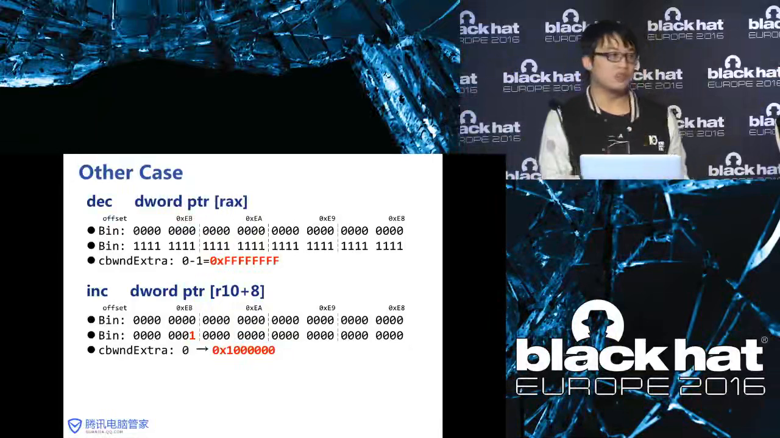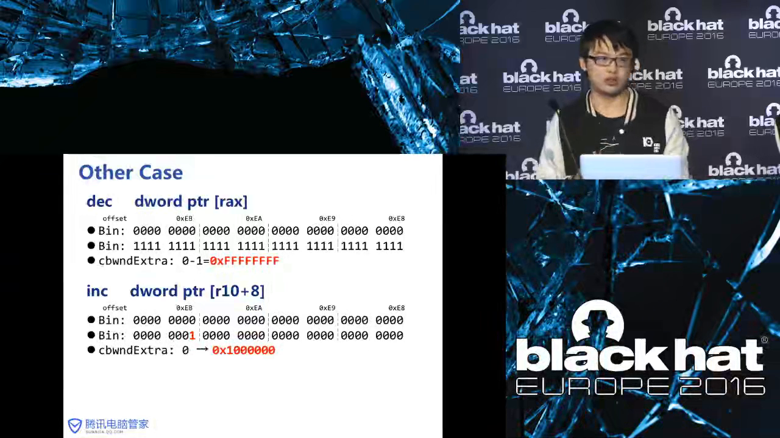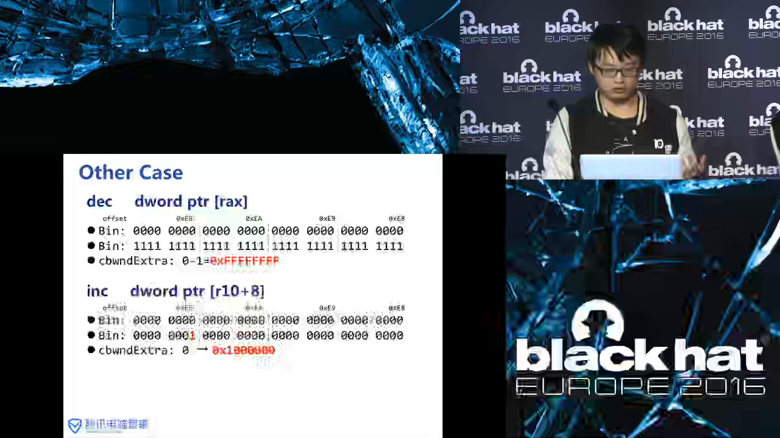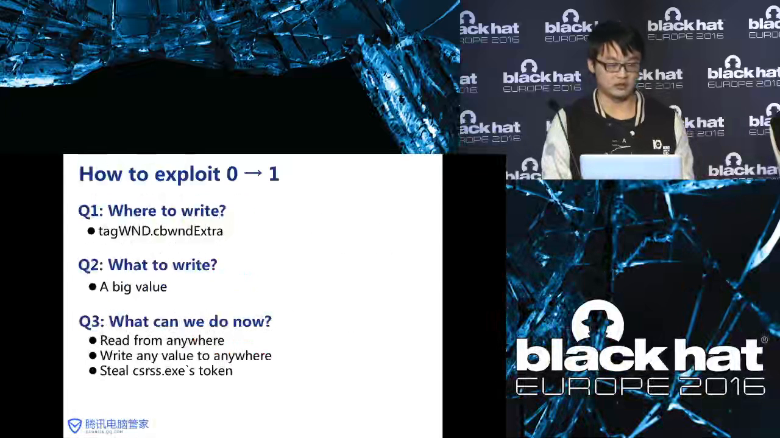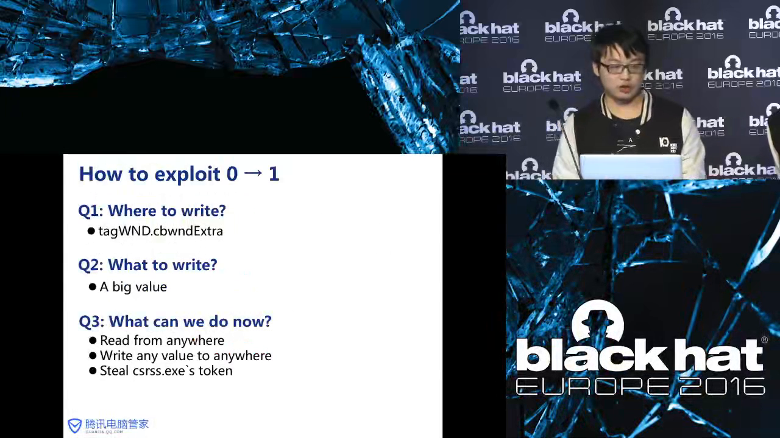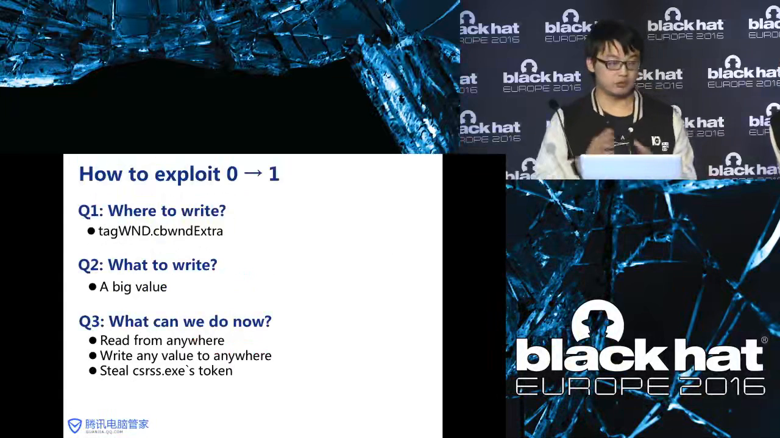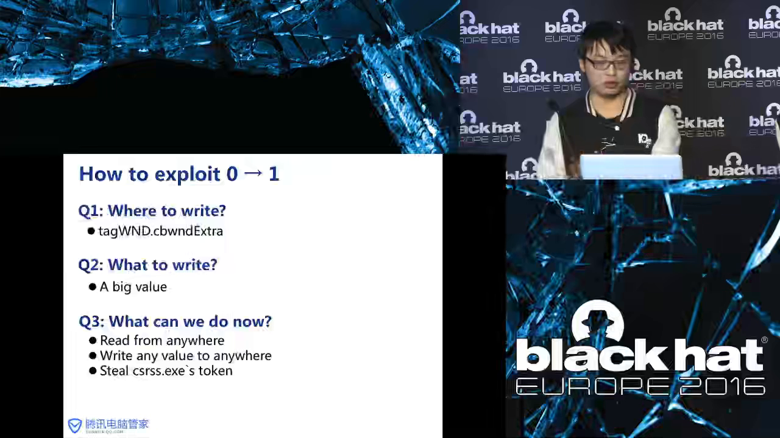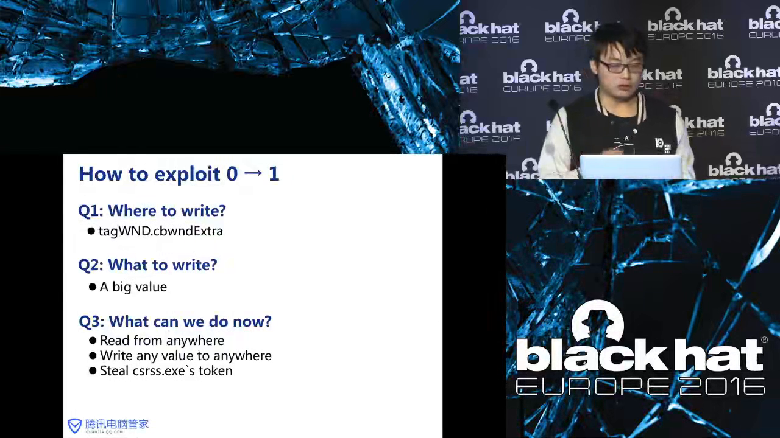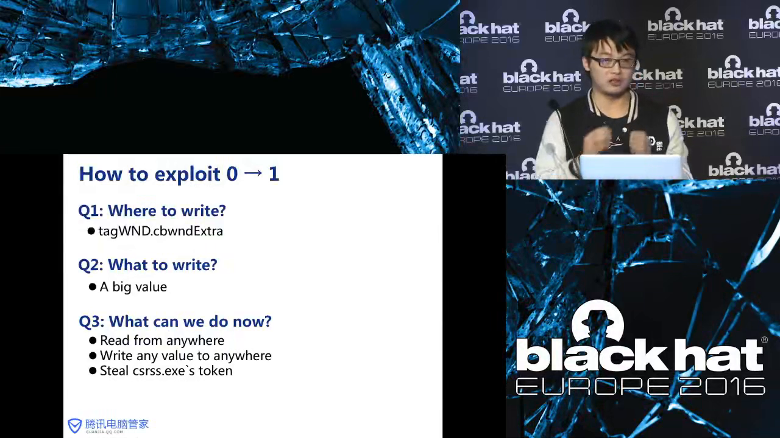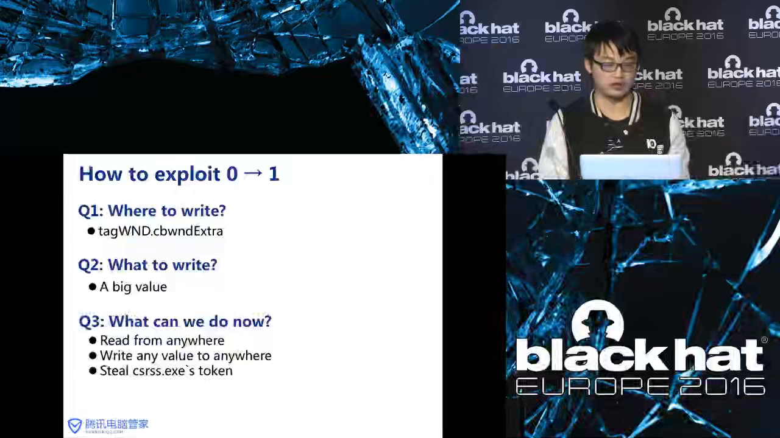Basically, what we need to do is make the cbWndExtra as large as possible so that we can control all the data right behind it. If you get it, you will succeed. So in summation, where to write? We need to write the cbWndExtra. What to write? We just change 1 bit of the cbWndExtra and make it a very large size.